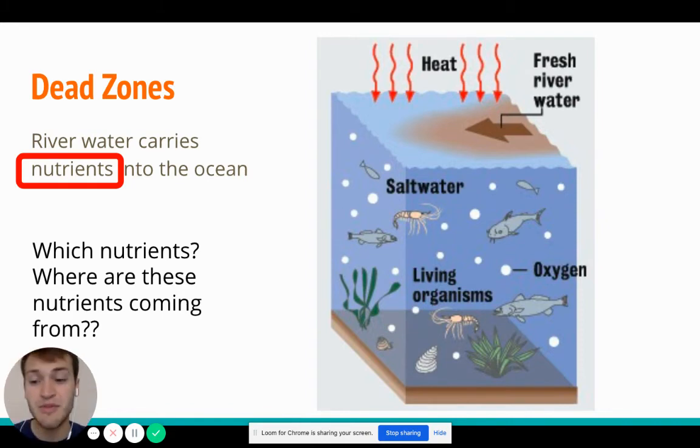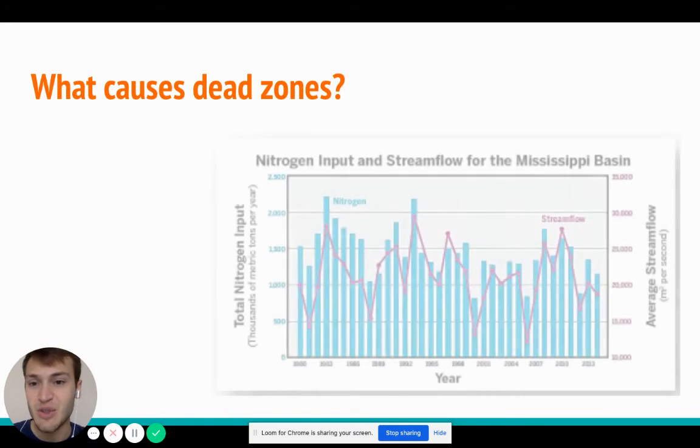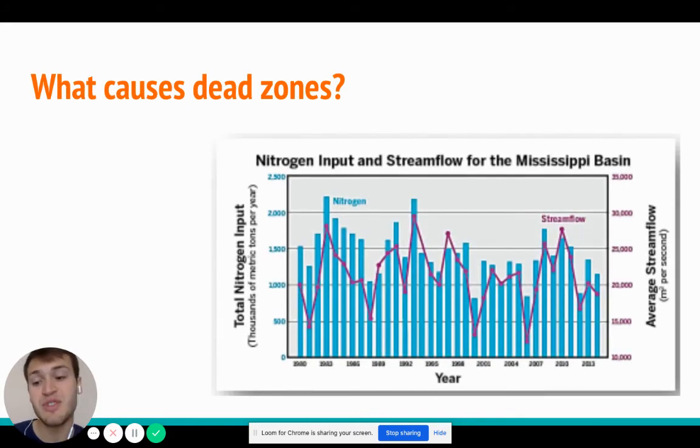Right. But if you don't believe me, that's smart. It's good to be skeptical, especially in science. If you don't believe me, we're going to take a look at some graphs. And those graphs will hopefully prove to you that nitrogen is the cause for dead zones. So here we see a graph. The blue bars represent nitrogen, and the purple lines represent stream flow.